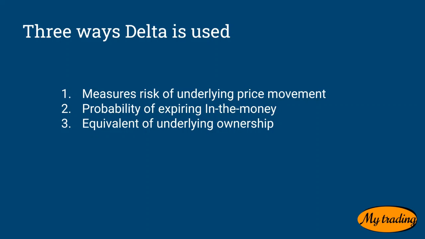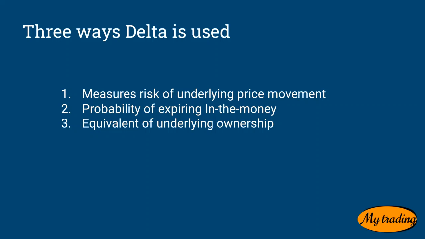So there are three ways that delta is commonly used. The first one is the one I've been talking about, and I think it's the most important. It measures the risk of underlying price movement. So if I have Apple and I bought an option when Apple was at 150, and Apple goes to 160, what does that mean to my position? What does that mean in terms of my profit and loss?